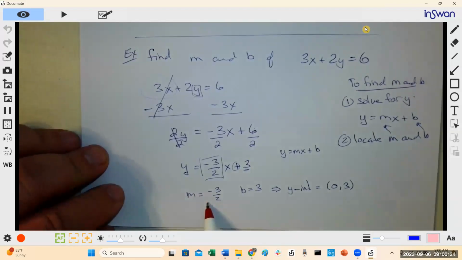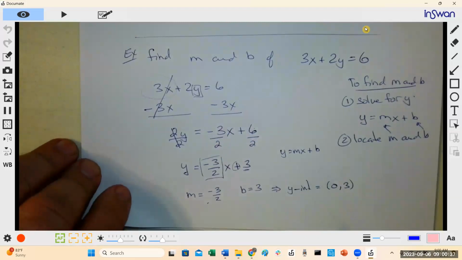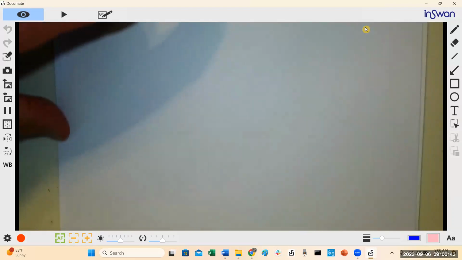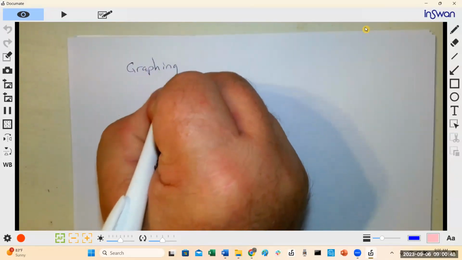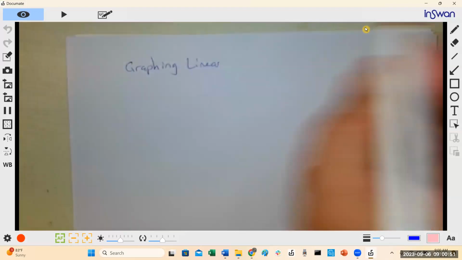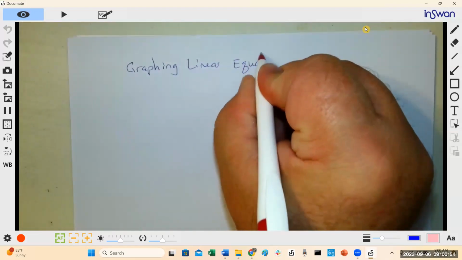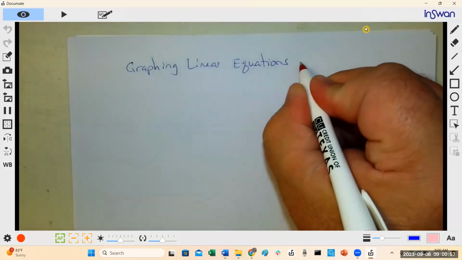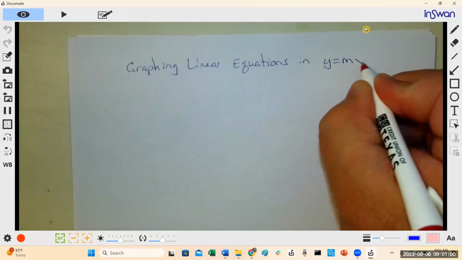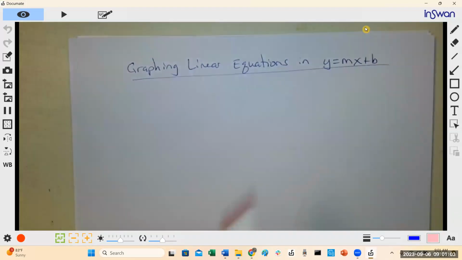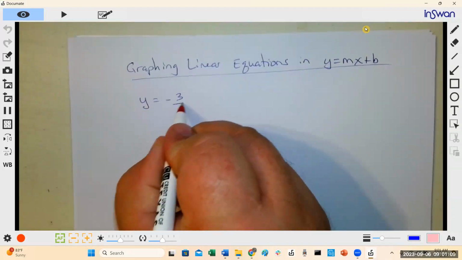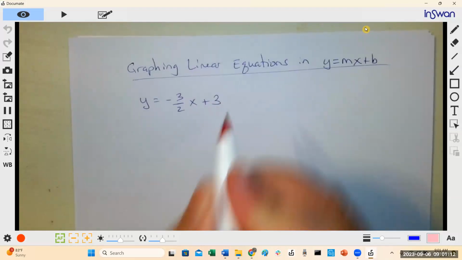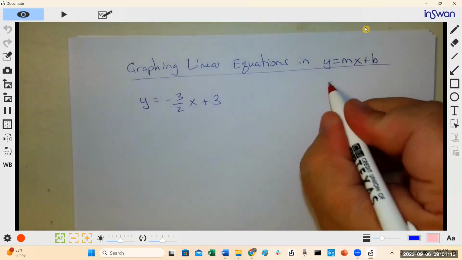Yeah. Now, once we have m and b from the linear equation, we can graph it that way. Graphing linear equations in y equals mx plus b form. Here are the steps.